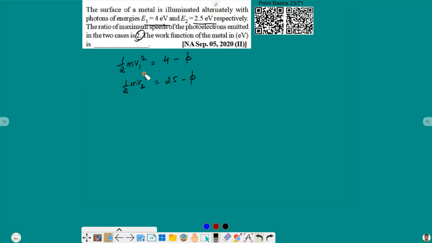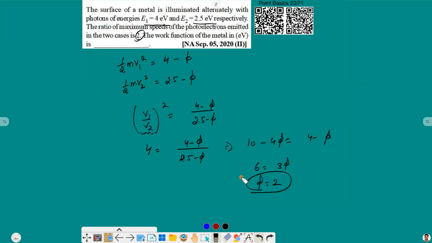Now if we divide both of these, what we will get? We will get v1 by v2 square is equal to 4 minus phi divided by 2.5 minus phi. Now the maximum speeds ratio, meaning velocity ratio, is equal to 2 here. So we can substitute it equal to 2. 2 square will be 4. So 4 is equal to 4 minus phi by 2.5 minus phi. Solving we will get 10 minus 4 phi is equal to 4 minus phi. So 6 is equal to 3 phi and phi will be equal to 2. So work function will be equal to 2 electron volt because we have taken energy in terms of electron volt.